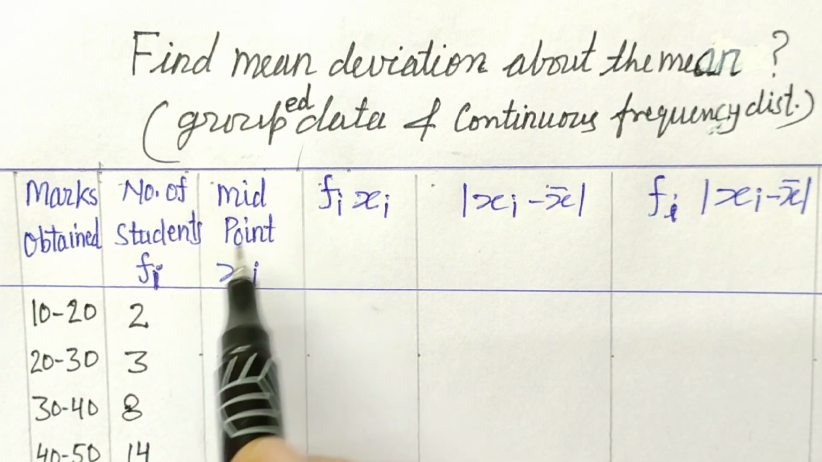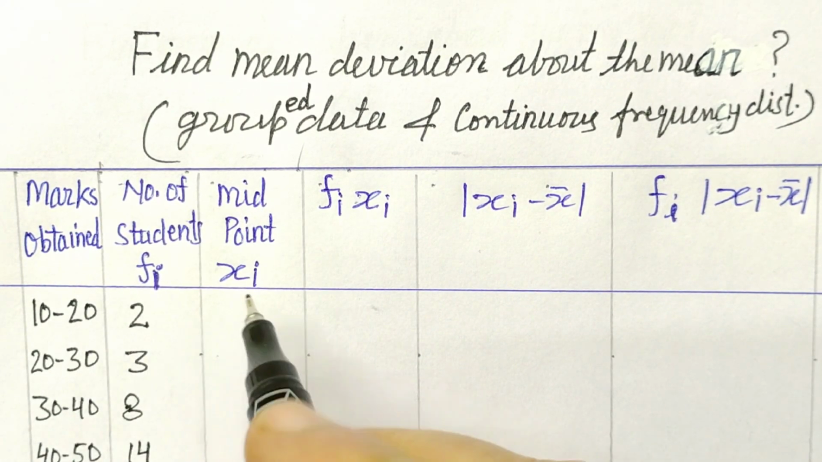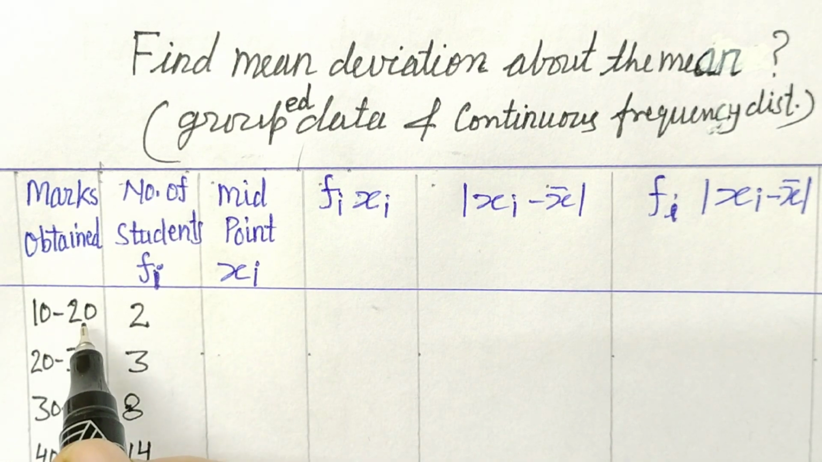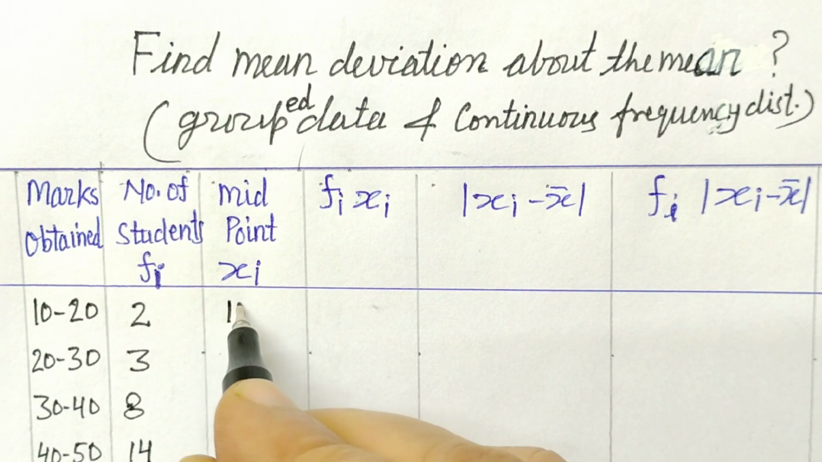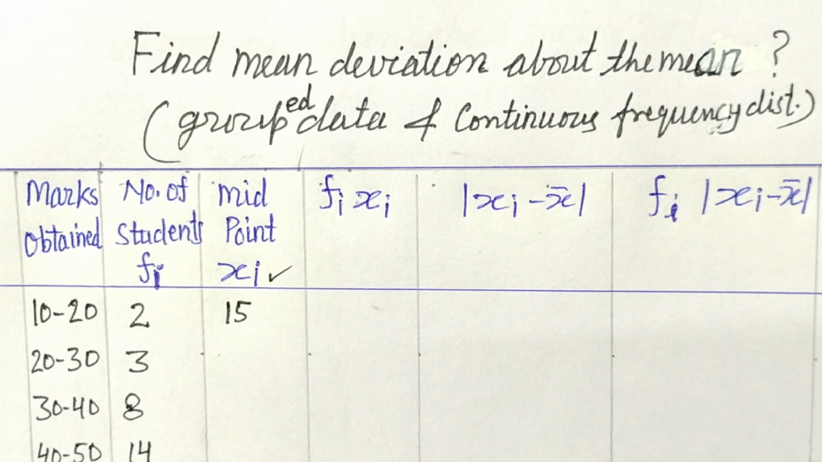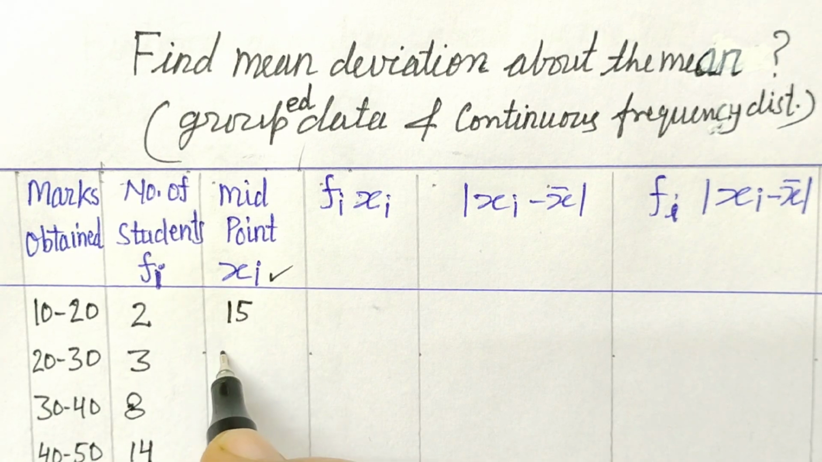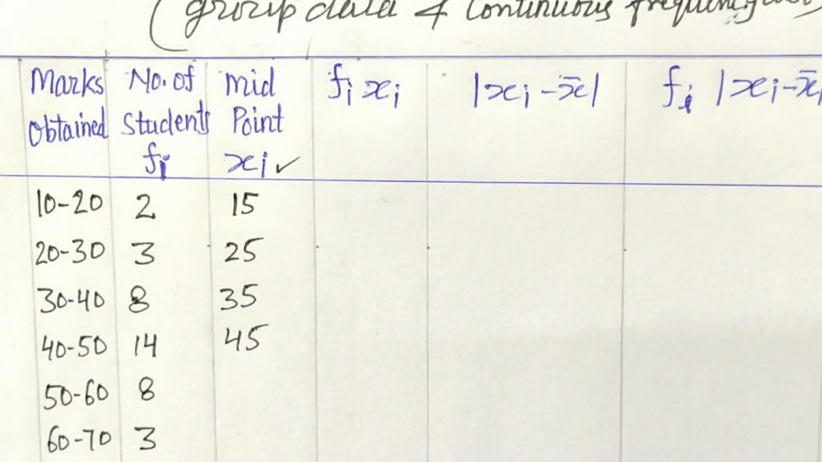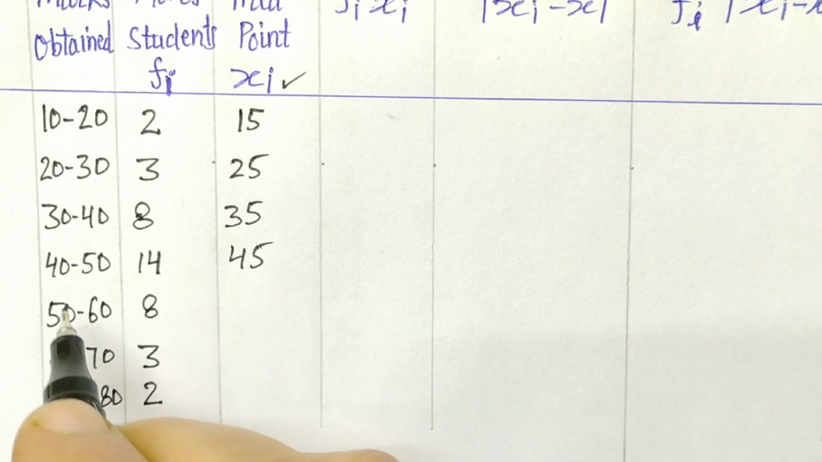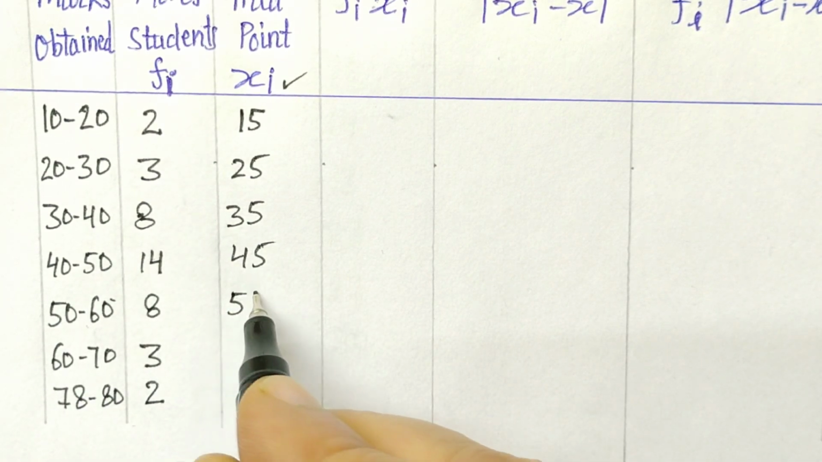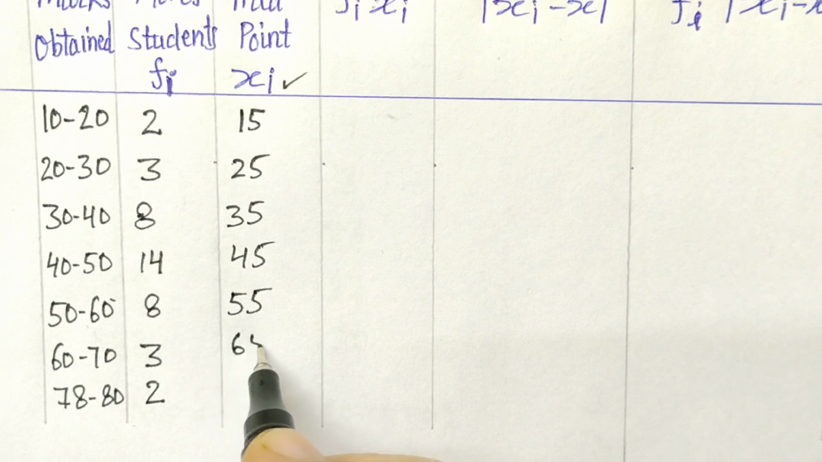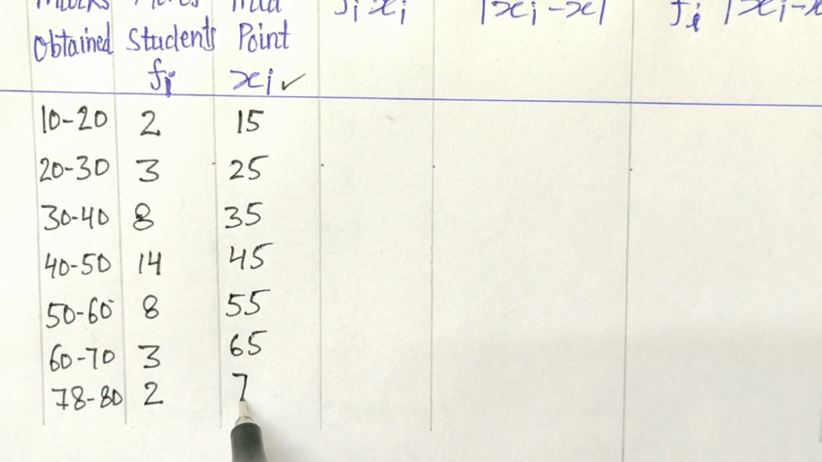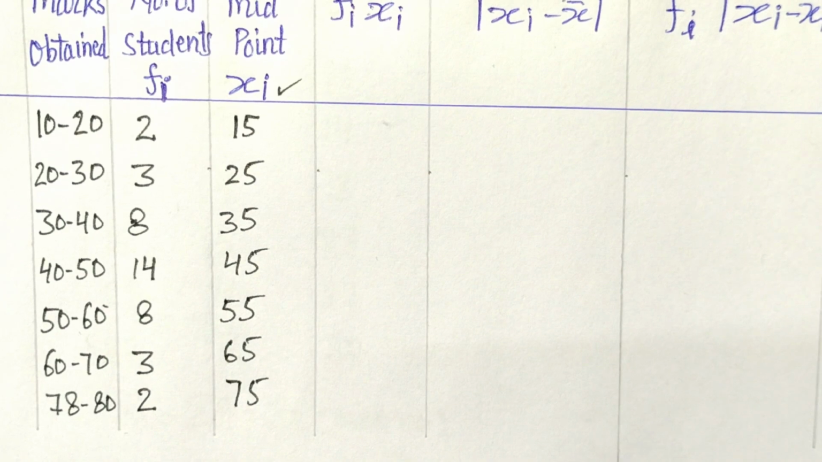First we will get the midpoint of each class, right? The midpoint of 10 to 20 will be 15, that is Xi. Here 20 to 30, midpoint 25, then 35, then 45, and here 55, 65 and 75, right?